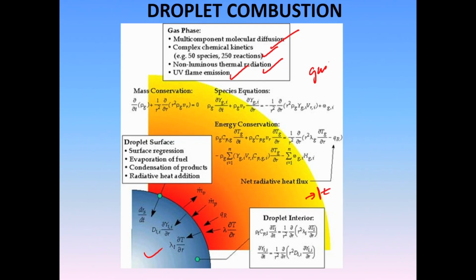So, you have to solve for all those things. You have a mass conservation, you have multiple species conservation equations that you need to solve, and you need to solve them for both phases, that is the interesting part.